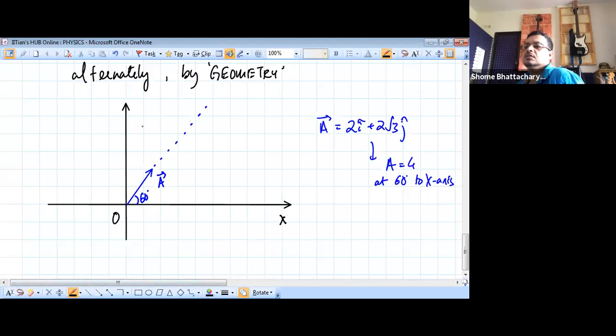Likewise, your vector B is much easier to draw, in fact. Vector B is given to us as 20 j cap. So you don't have to think much about it. See the vector B's diagram, it is somewhere like this. Its magnitude is 20. So we have to understand that this is the parallel component, and similarly this angle will be 90.